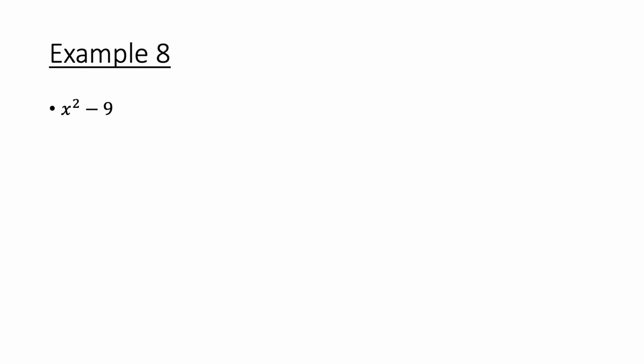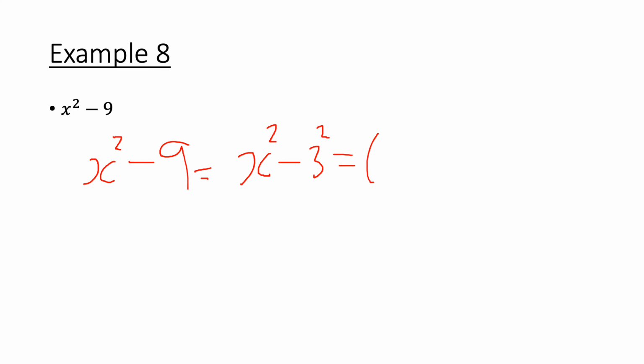Right, example number 8. So we've got to factorize x squared minus 9. This is what I call the difference of two squares, guys. And what it means is that I can write it like this: x squared minus 3 squared. So x and x, I'm going to have plus 3, and then I'm going to have minus 3.